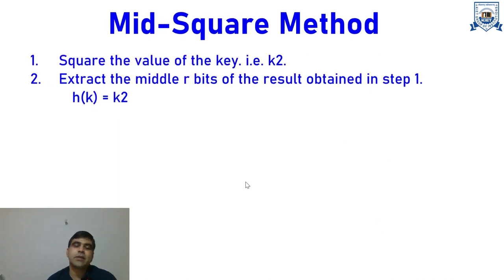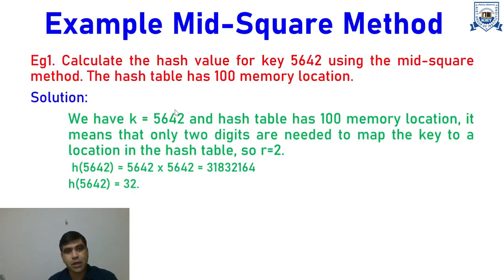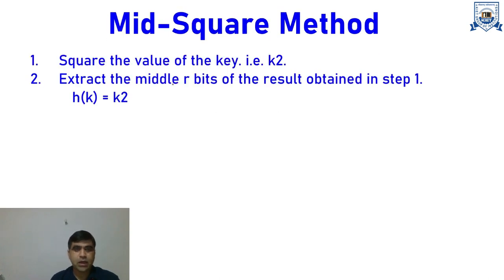So another method of hashing function is the mid-square method. See what it says, two steps. First, square the value of the key. K is the key, and you take the square of the key value. And then extract the middle r bits.